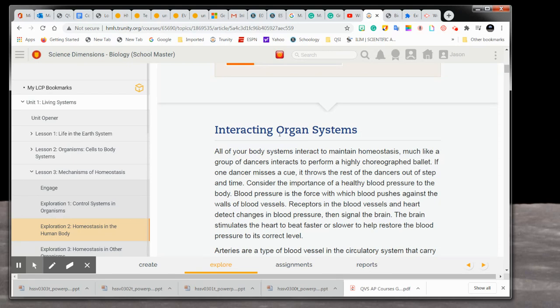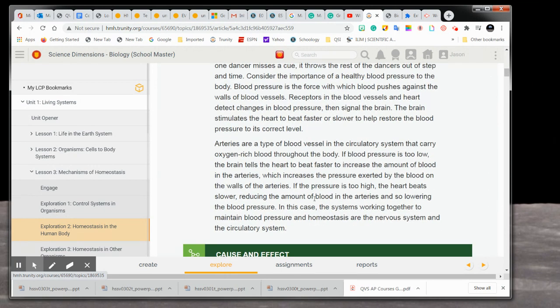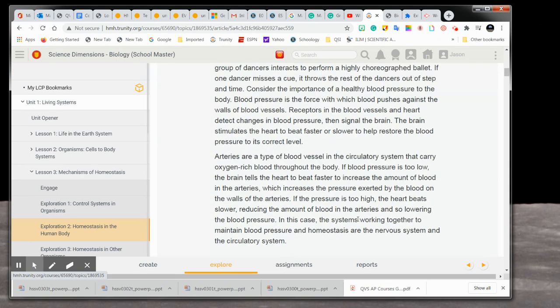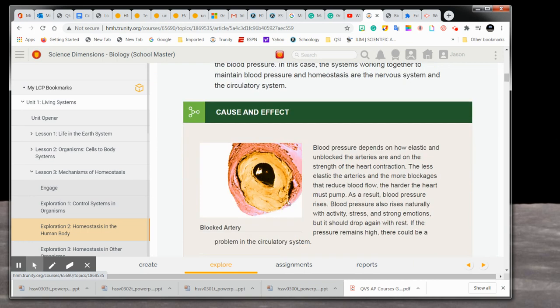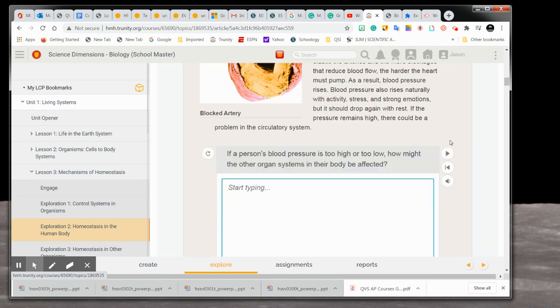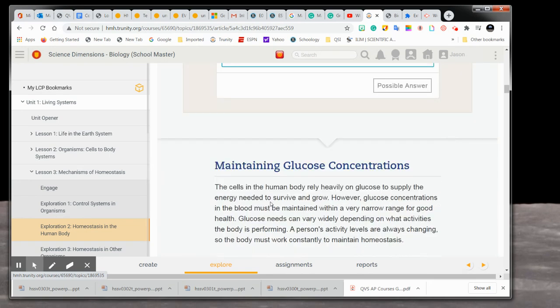Organ systems are constantly interacting to maintain homeostasis. I'm not going to read over all these, but you can read over how the body maintains blood pressure, and you can look at the cause and effect section too. You may know an older person in your family who has difficulty with their blood pressure, and you probably understand that that's really dangerous. If your blood pressure is too high over a long time, it can really affect the organs and cause lots of other health problems.